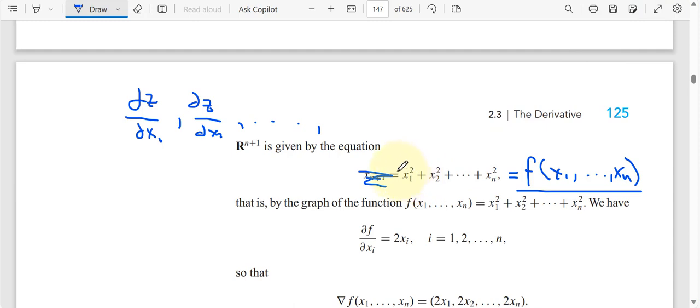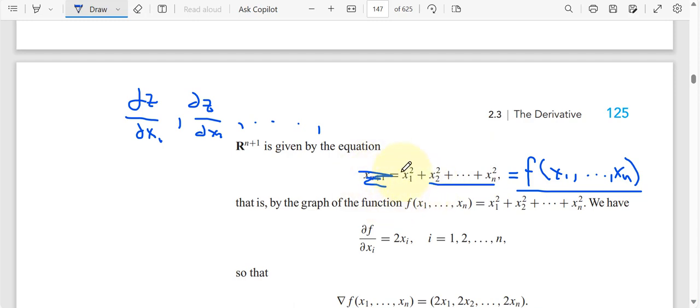So what we really need to do is take the partial derivative of this thing with respect to x1, with respect to x2, and so on with respect to x3, and all the way up to xn. Well, that's pretty easy, because when you take the partial derivative of this whole thing with respect to x1, all this stuff is just treated like a constant, and so that's just 0, and you just get 2x1.